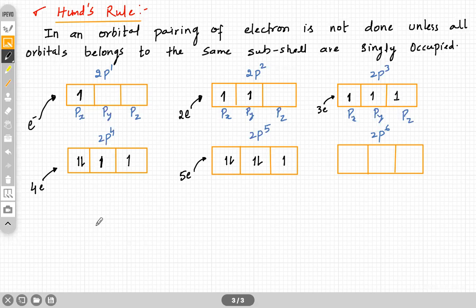I'll talk about the direction, first let me explain this. If you have 6 electrons, then what happens? We'll distribute the electrons like this: 1, 2, 3, 4, 5, and 6. So this is what it means: pairing is not possible unless all the orbitals belonging to the same subshell are singly occupied. Did you understand the rule first of all? Tell me.